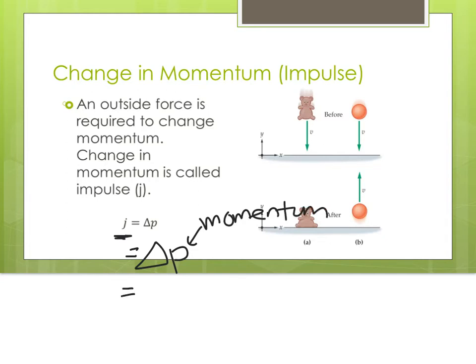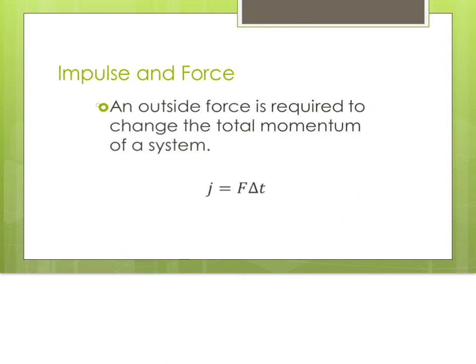So basically, it's our final momentum minus our initial momentum. Impulse and force are related. We know that an outside force is required to change the total momentum of a system. What that means is that J, which remember stands for impulse, is equal to force times time. We can also write this down as the change in momentum equals force times our time.